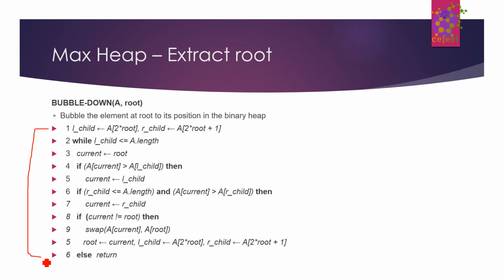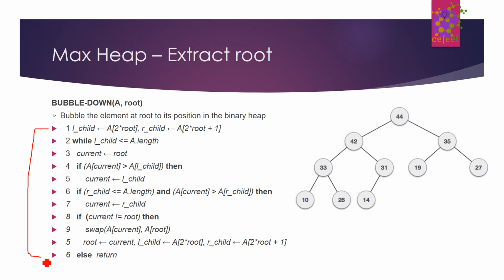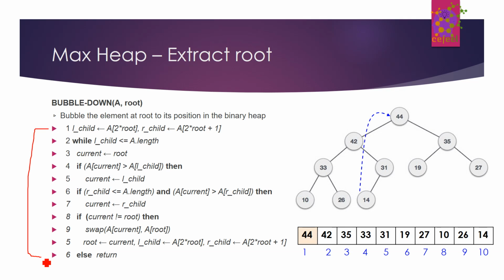In short, let's say here is the heap which we have, the original heap, and we want to extract the root. Extract root means remove the root element. Here the root element is 44. So the simple first step is we replace it with the last item in the last level.